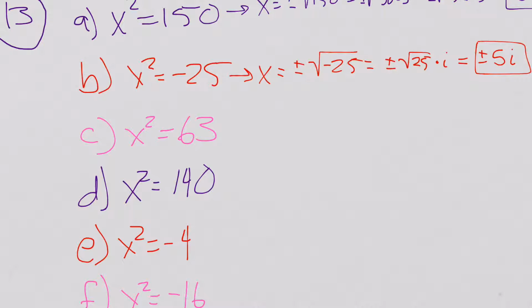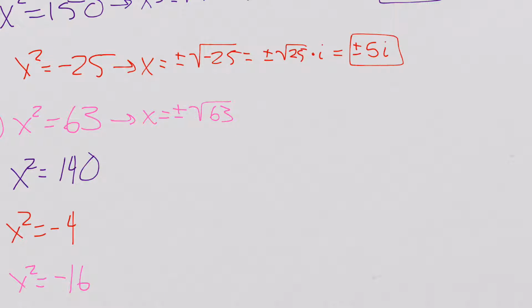So let's go with C. x squared equals 63 means that x equals plus or minus the square root of 63. And let's see if we can break the square root of 63 up. Well, I do believe that 63 is divisible by 3. So let's figure out what that is. 63 divided by 3. Well, 3 goes into 6 2 times, and it gets you 6. So drop that 3 down. 3 goes into 3 1 time, so 21 goes into 63 3 times.